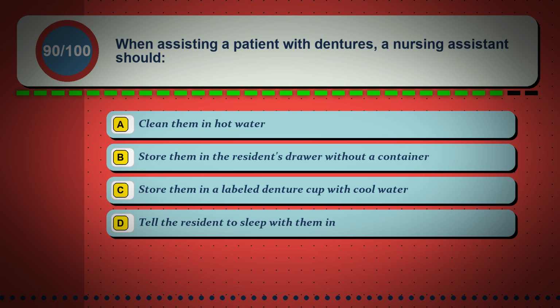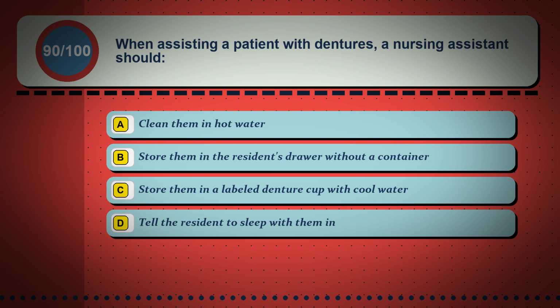Question 90. When assisting a patient with dentures, a nursing assistant should: Option A. Clean them in hot water. Option B. Store them in the resident's drawer without a container. Option C. Store them in a labeled denture cup with cool water. Option D. Tell the resident to sleep with them in.